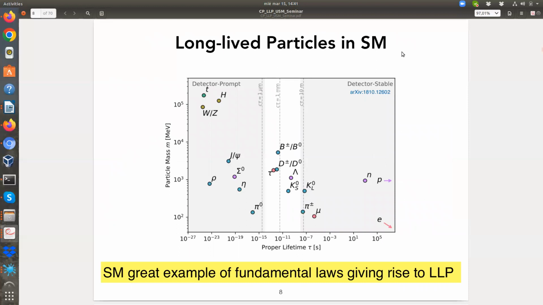And there is actually more than just that example. There is this plane of all the particles known in the standard model, in mass and lifetime, in which you see a bunch of particles and states that have sizable lifetimes that are now backgrounds for our searches, but they give you a sense that the standard model is a great example of fundamental laws giving rise to long-lived particles. The statement I'm trying to make is that it's natural to think that any beyond the standard model theory will also possibly have long-lived particles among the states that are produced. So therefore, we should go and look for these long-lived particles.